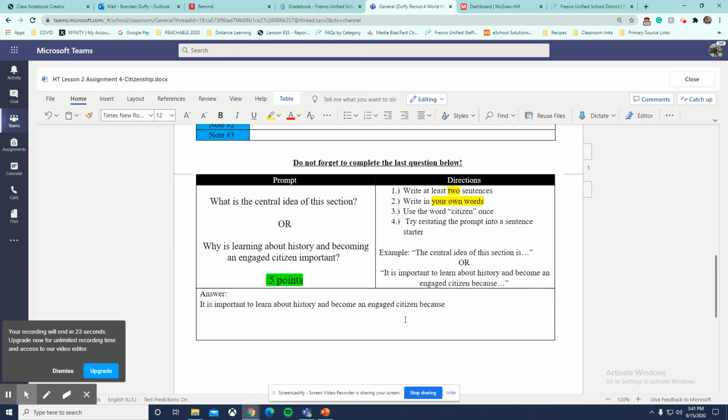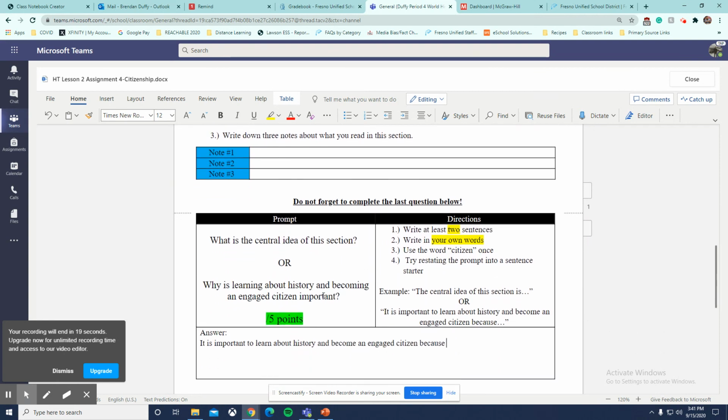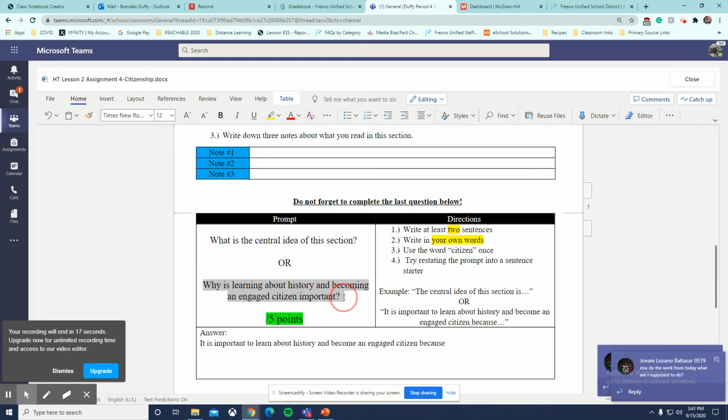And then you would write 1 more sentence explaining that. And again, you're supposed to write in your own words, but you're just giving me a summary of what this section was about. Or an easier way to think about that is answering this question, why is learning about history and becoming an engaged citizen important?